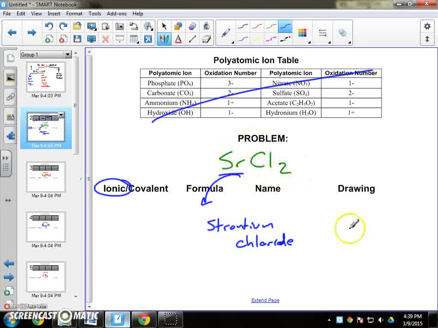In terms of the drawing, I know I've got a singular Sr with 2 valence electrons, and then 2 Cl's, and each Cl is going to end up having 7 valence electrons. And again, if you get to the point where you're looking at stuff and it doesn't make sense at all, pause, go back, try it again. Until you completely understand these, you can go back.